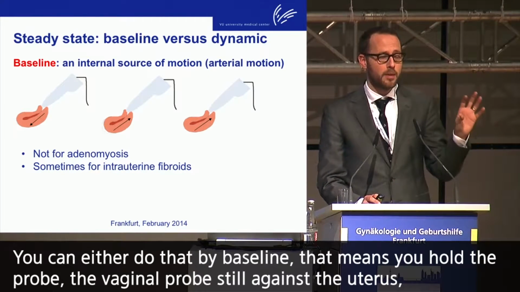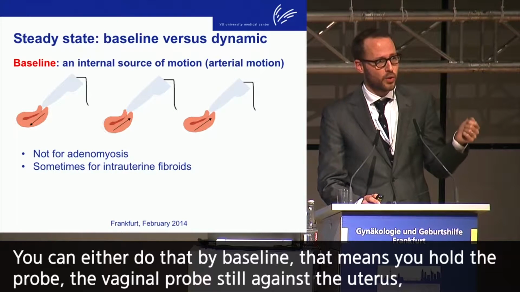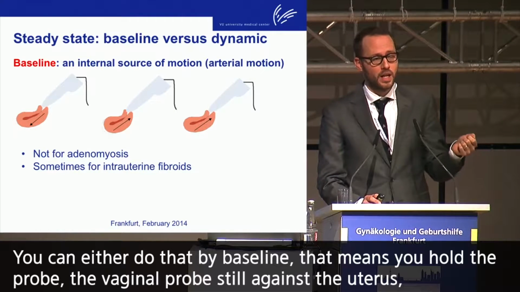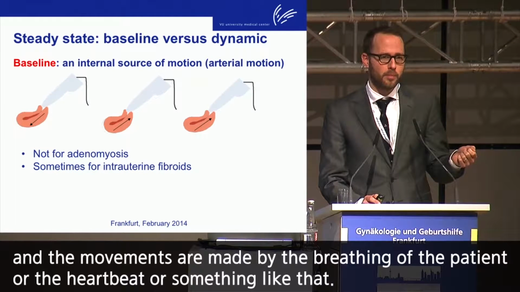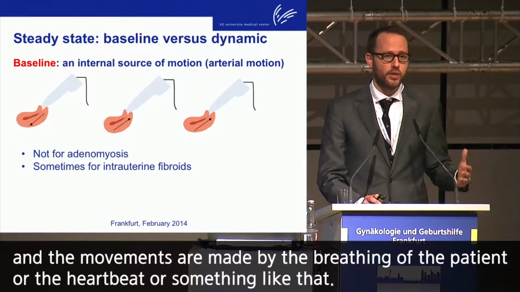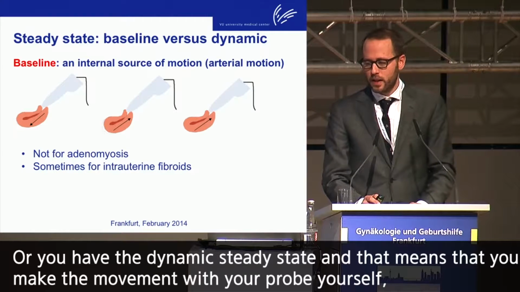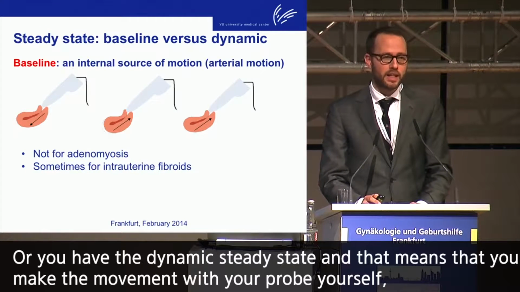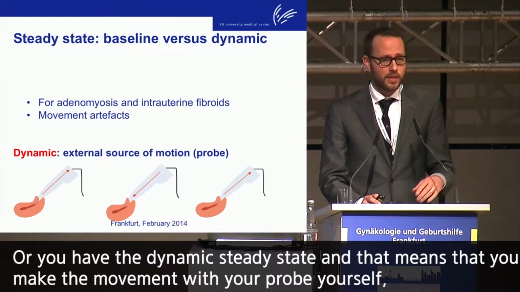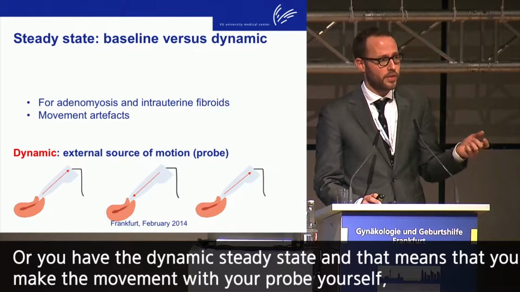You can either do that by baseline. That means you hold the probe, the vaginal probe, still against the uterus, and the movements are made by, let's say, breathing of the patient or the heartbeat or something like that. Or you have the dynamic steady state, and that means that you make the movement with your probe yourself.